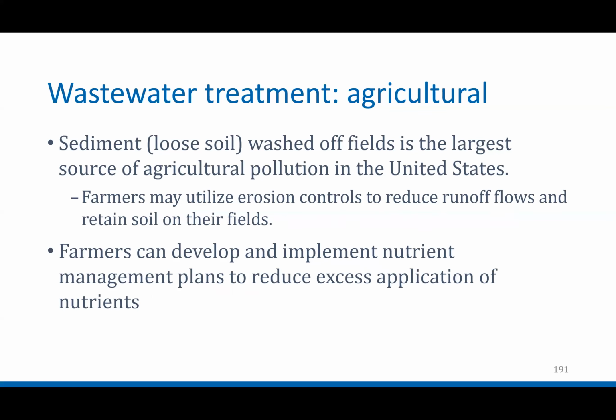Also, farmers can look at nutrient management systems to reduce excess application of nutrients. There's a little documentary I saw on YouTube about this guy who's growing potatoes, and I can't remember what they called him, but it was really funny. I think it was the Elon Musk. He's the guy who has SpaceX and Tesla. They called him the Elon Musk of potatoes.